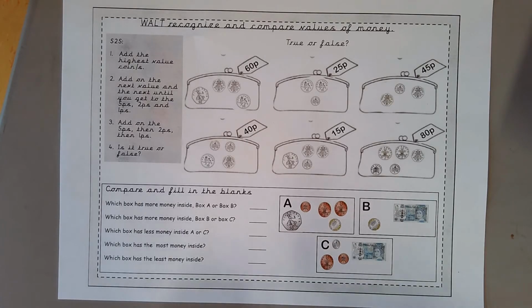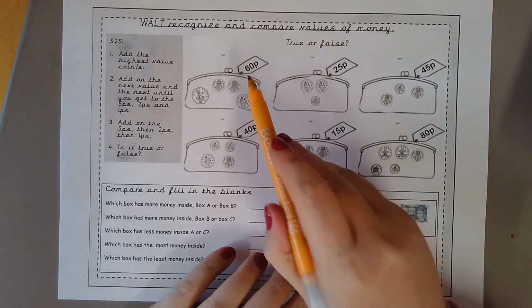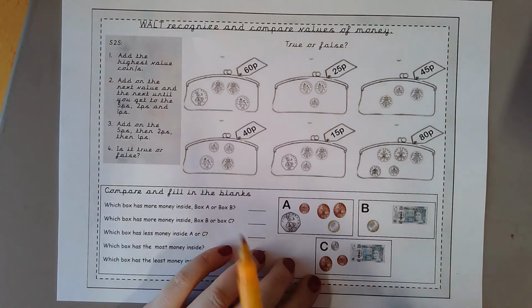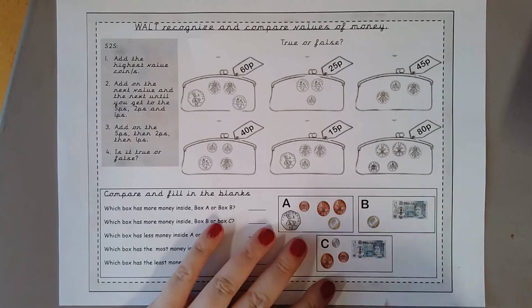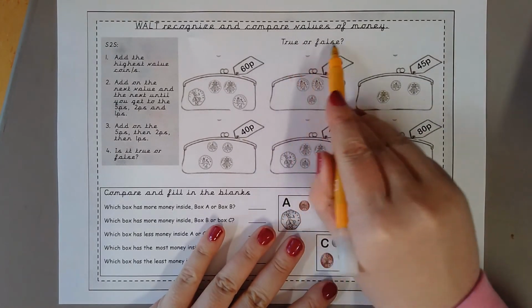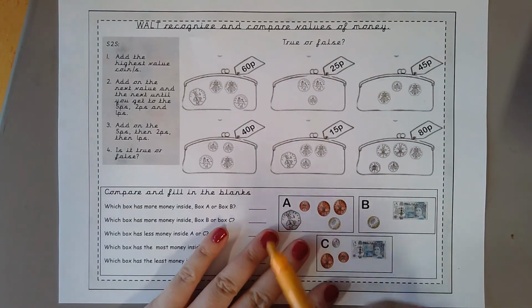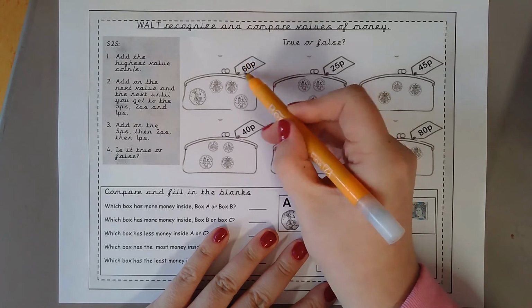So I've got a worksheet here that's very similar to the one that you're going to be completing, but it has different amounts and different coins in it. So it's not the same, but it's very similar, so that when you go on to do your task, you'll know exactly what yours needs to look like. So the question is true or false? So the question is, is there 60p in here?